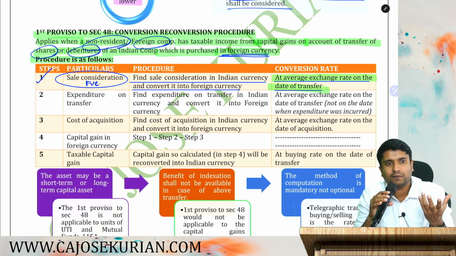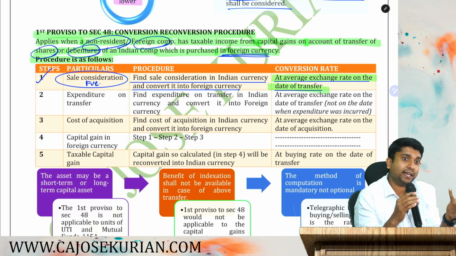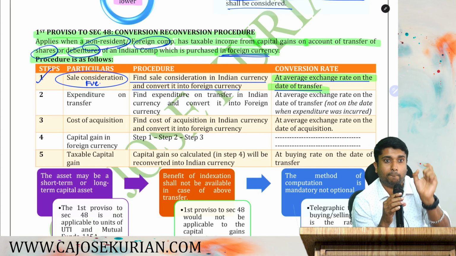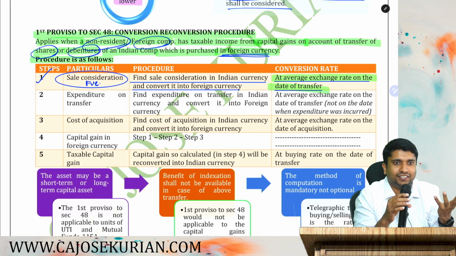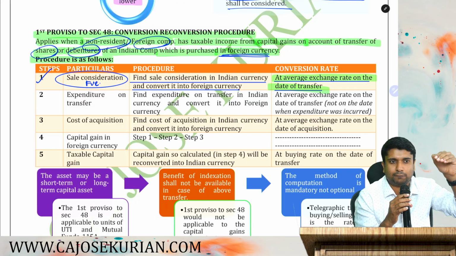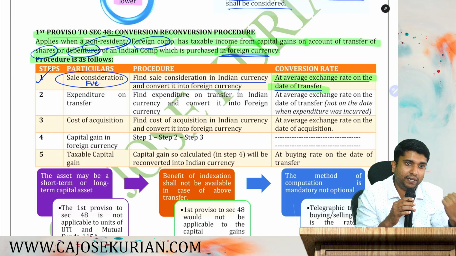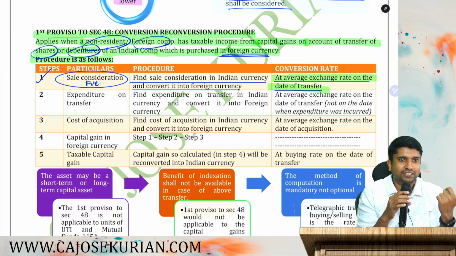What is the buying rate? The bid rate. That means the rate at which the bank buys that particular currency is said to be the bid rate. And what is the ask rate? The rate at which the bank will sell that particular currency to the customers is said to be the ask rate. So there will be a bid rate or ask rate, that is, a buying rate or selling rate.